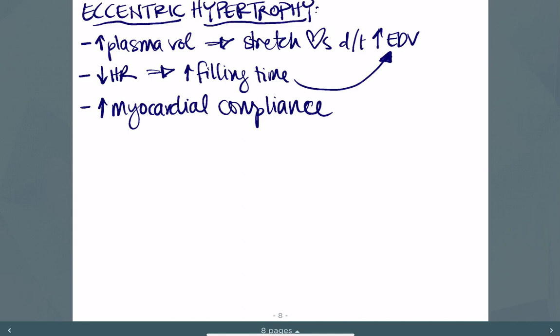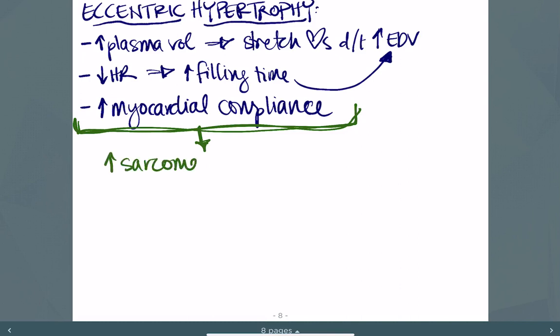So the exact mechanism on the increased myocardial compliance is debatable. But if the heart wall is more stretchy, it will be able to take in more liquid, and that can contribute to the stretch as well. So with eccentric hypertrophy, we increase the size of the left ventricle. And what's important to note is that these causes that allow the heart to stretch and increase the volume are going to have the effect of increasing the size of the left ventricle by increasing sarcomeres in series.